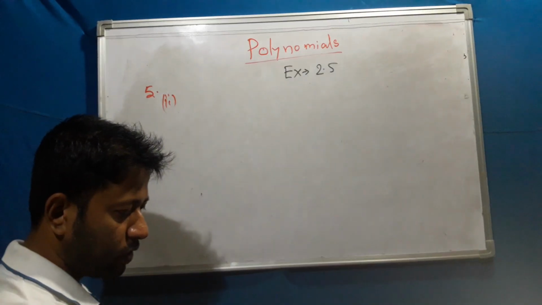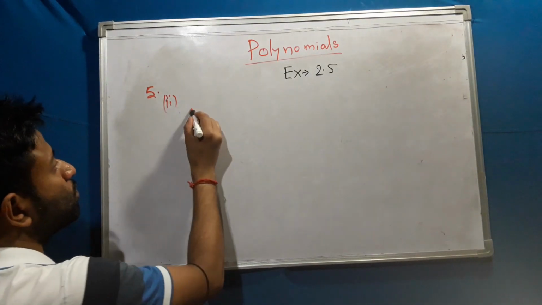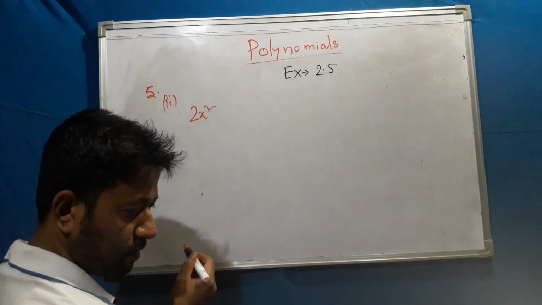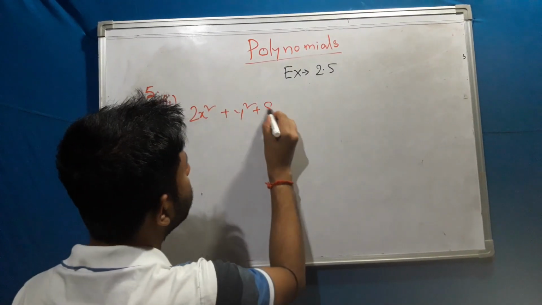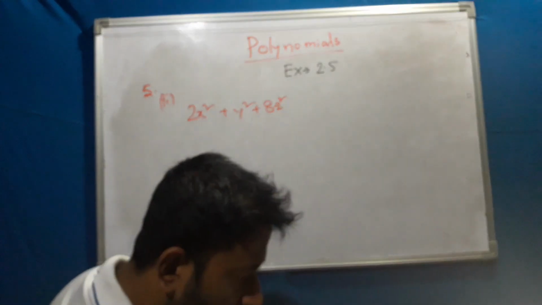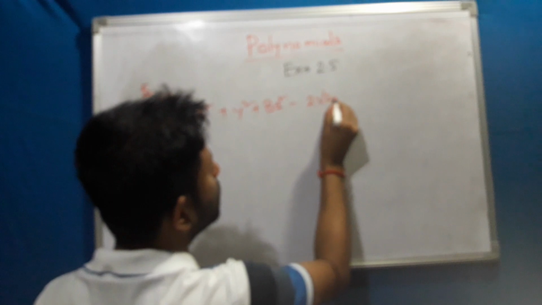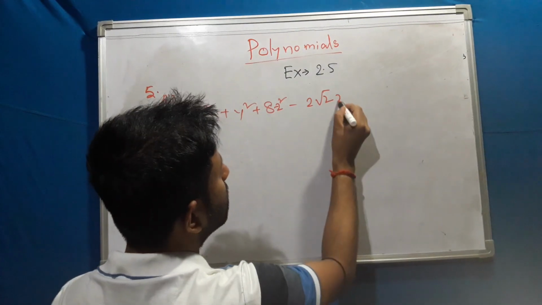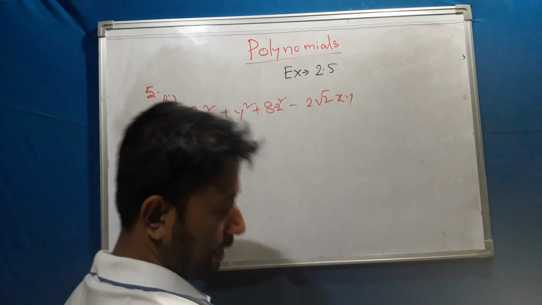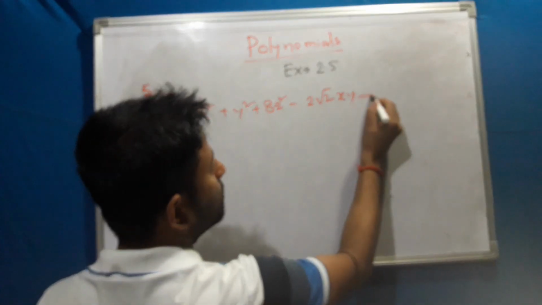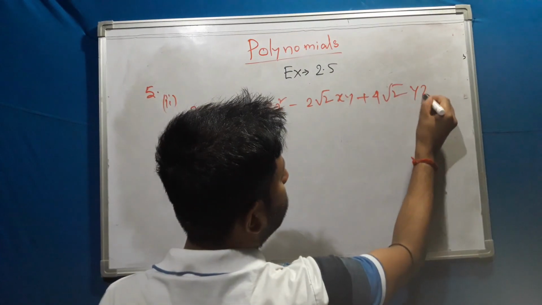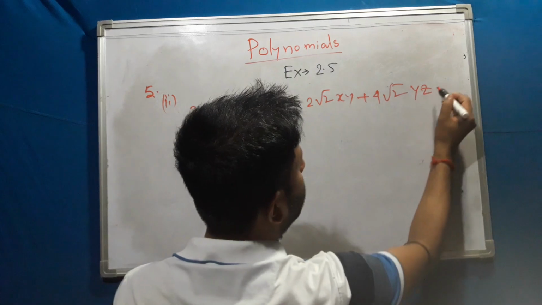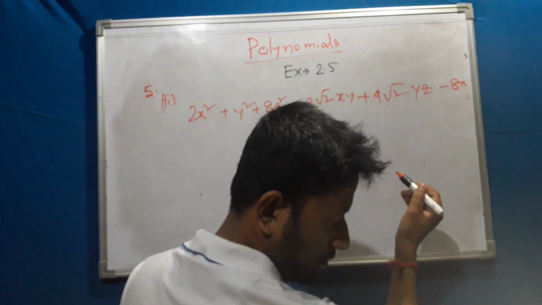What is the question given? 2x square plus y square plus 8z square minus 2 root 2 xy plus 4 root 2 yz minus 8xz. Okay, this is the question.